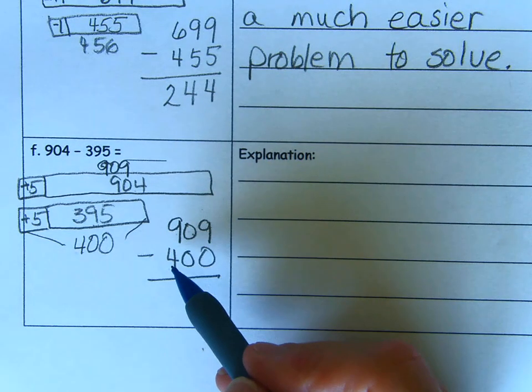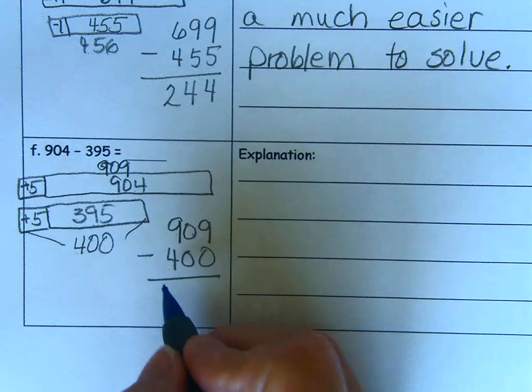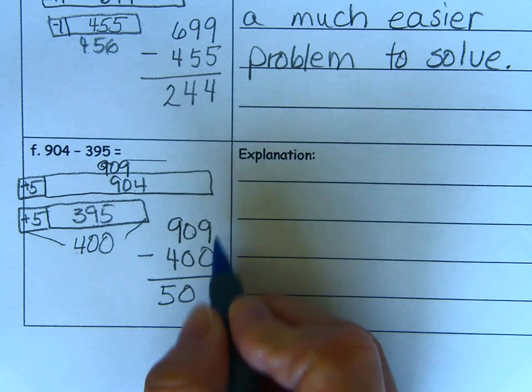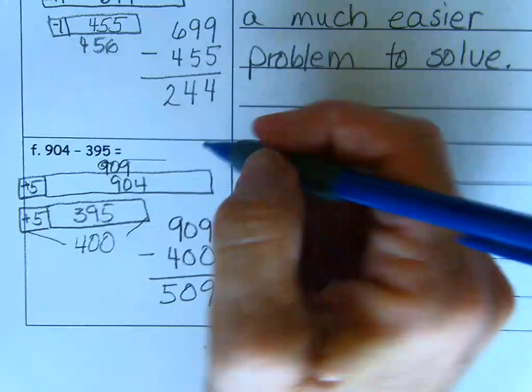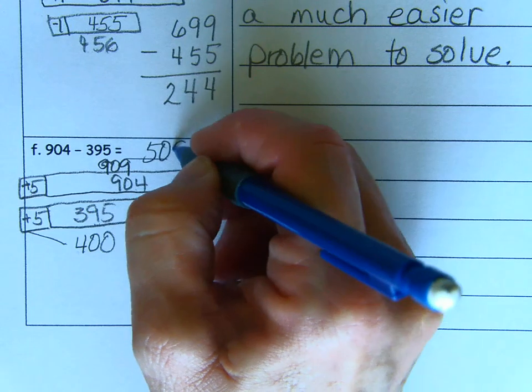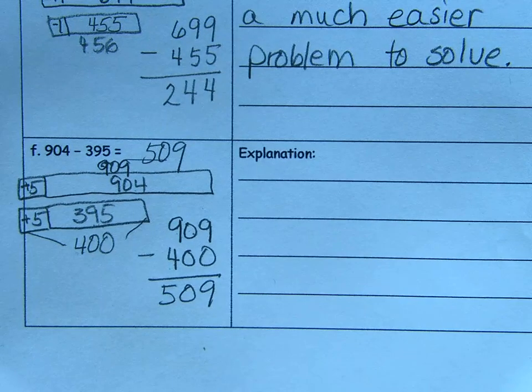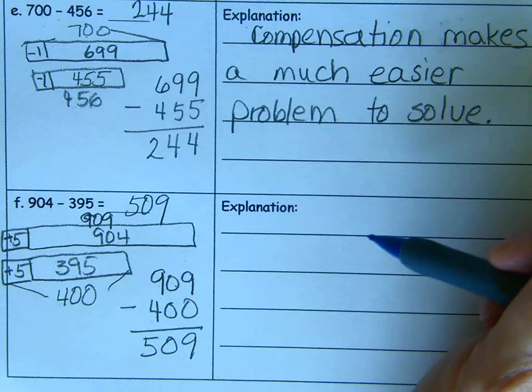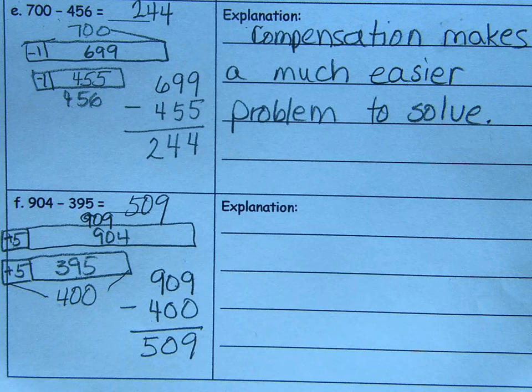So 900 minus 400 is 500. And these are going to stay the same. My answer is 509. And my explanation is the same. Compensation makes a much easier problem to solve.